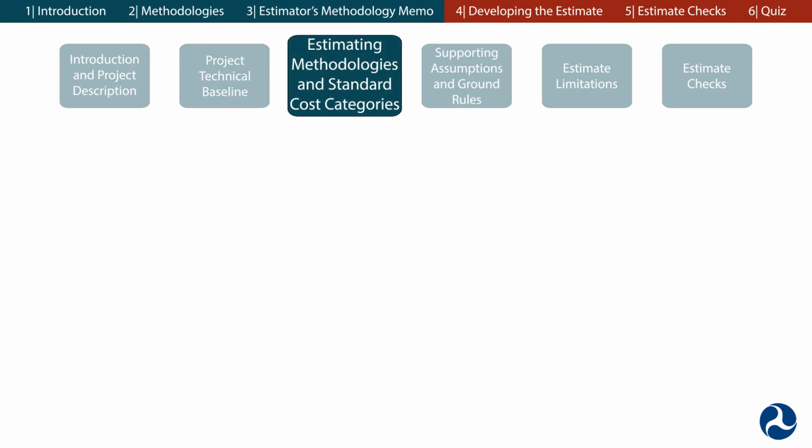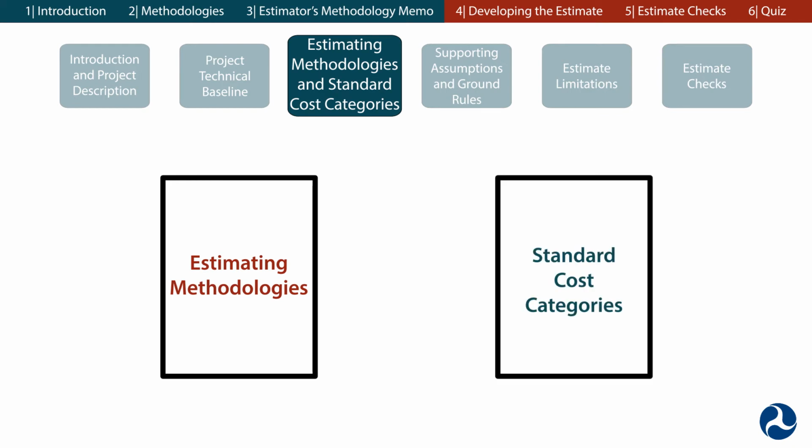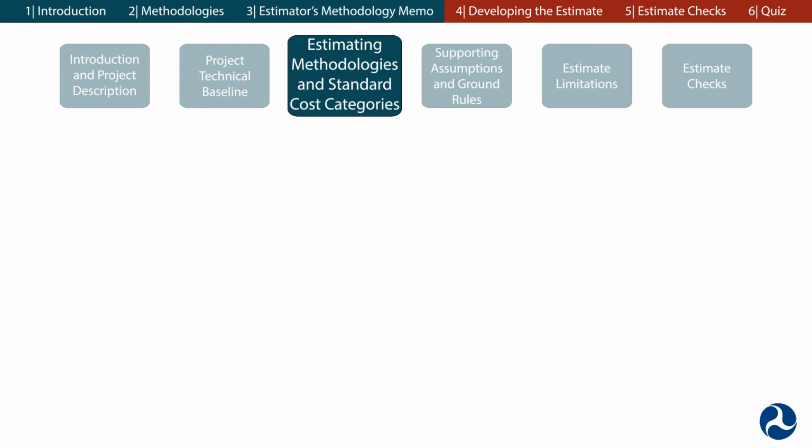The Estimating Methodologies and Standard Cost Categories section should describe the estimating methodologies used on the project. It must also describe the structure of the estimate with respect to the standard cost categories. We'll go over the standard cost categories later in this video.